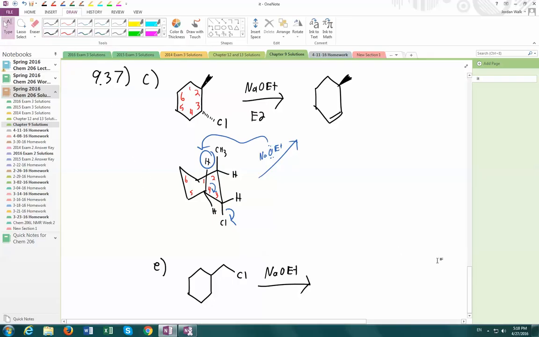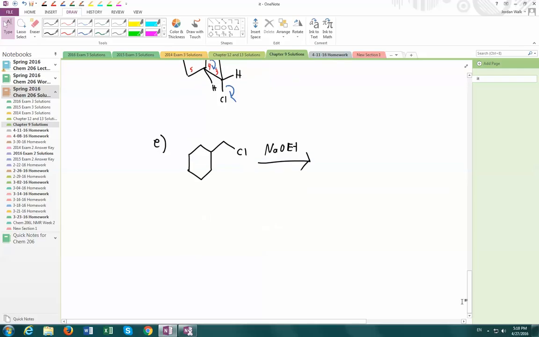Yeah, because the beta protons in this case are actually going to be on the ring. So let's go ahead and do a chair analysis. Let's say 1, 2, 3, 4, 5, 6. Let's see. I'm actually not sure how this is going to work out. Let's take a look. All right, so we've got 1, 2, 3, 4, 5, 6, and so our chlorine, it's not a chiral center, so we can pick either. We'll just go ahead and draw it like this.